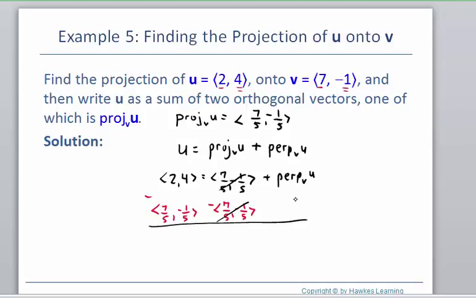Okay, now remember when we subtract vectors, we're subtracting like components. So in other words, I'm doing 2 minus 7/5. And you can either do that on your calculator or do a common denominator. You could write the 2 as 10 over 5 and then subtract. So that would give you 3/5. And then we're going to do 4 minus a negative 1/5. And again, that's really going to be 4 plus 1/5. All right, and so that's going to be 21 over 5. And this is going to equal our perpendicular vector.